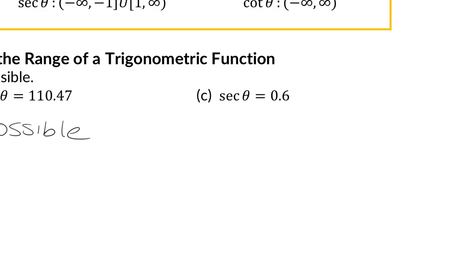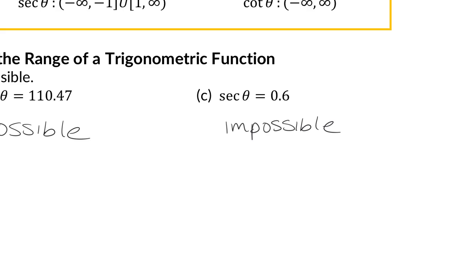Because the secant of theta says it should be smaller than -1 or bigger than 1. Is 0.6 smaller than -1 or bigger than 1? So this one is actually impossible. Secant of theta has to be outside of -1 to 1.